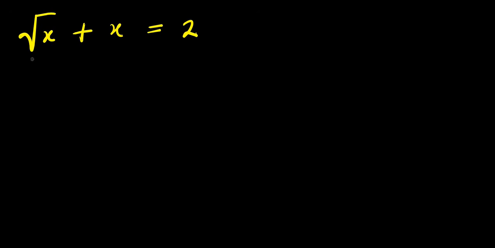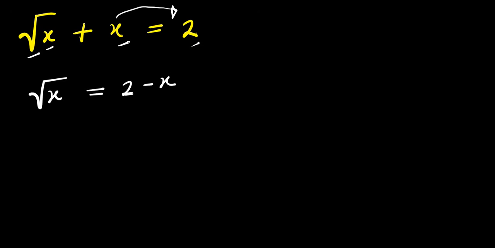Hello, how to solve square root of x plus x equals 2, solving for values of x that satisfy this equation. What we can do is to start by moving this x over here. This becomes square root of x equals 2 minus x. This becomes minus x. So we take the squares of both sides of this equation.